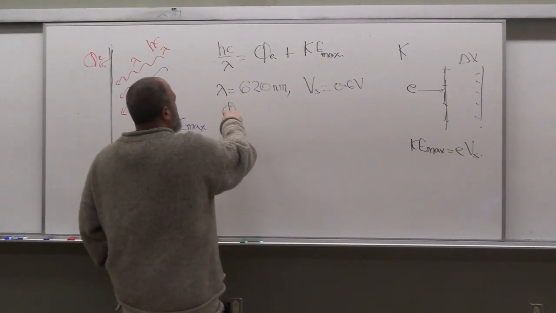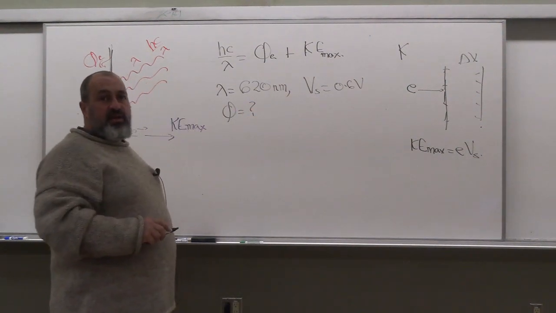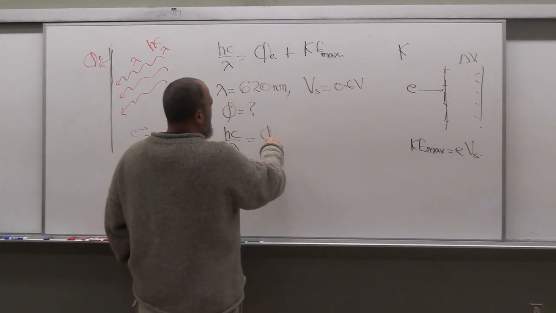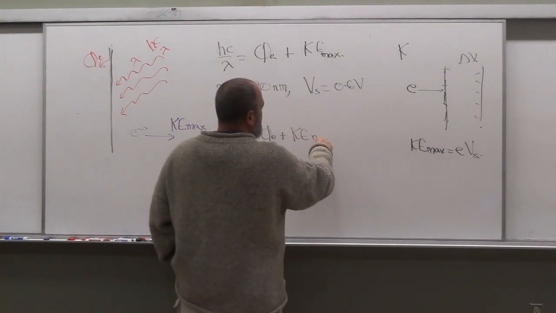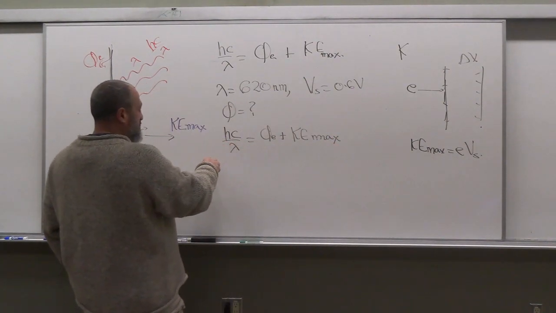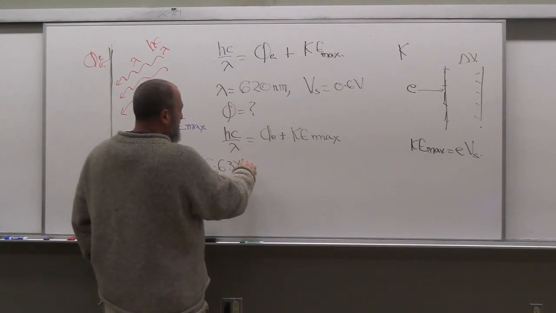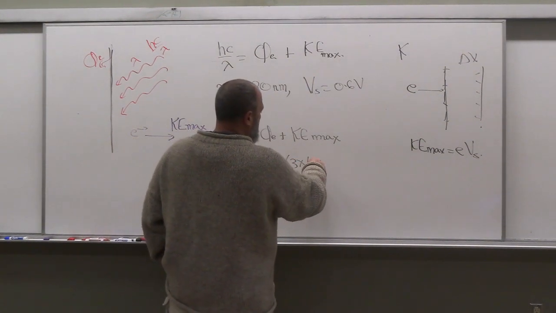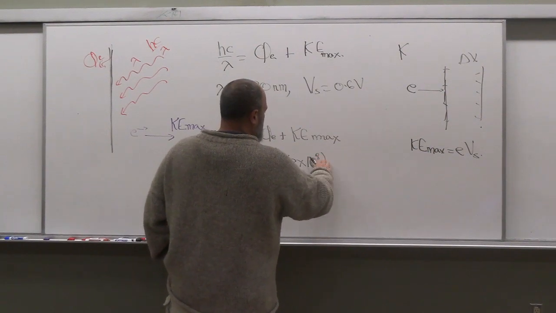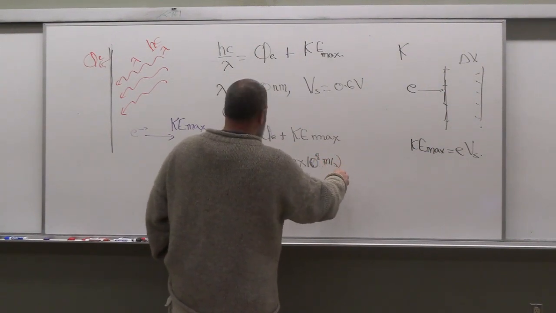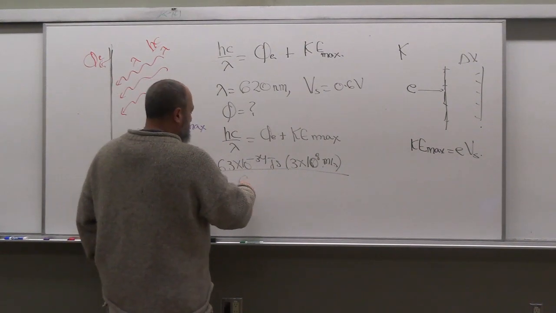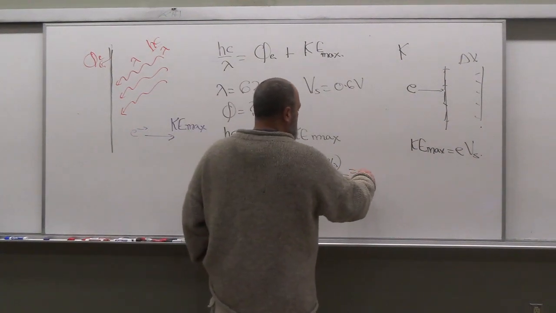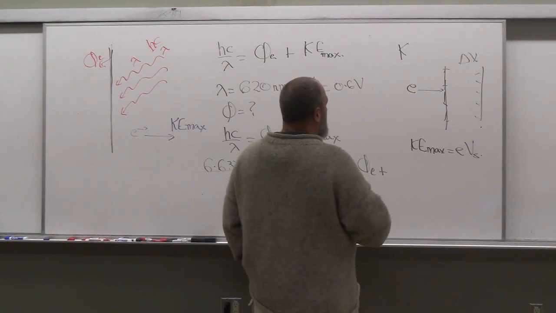The question is, what is phi electric in this case? Okay? So using this equation, we say what? hc over lambda is equal to phi electric plus Ke max. And h is, well, I know this is messy, 6.63 times 10 to the power minus 34 joule seconds times 3 times 10 to the power 8 meters per second, divided by lambda, which is 620 times 10 to the power minus 9, because we're in nanometers, we need to be in meters, is equal to phi electric, that's measured in joules, plus, now what is Ke max?